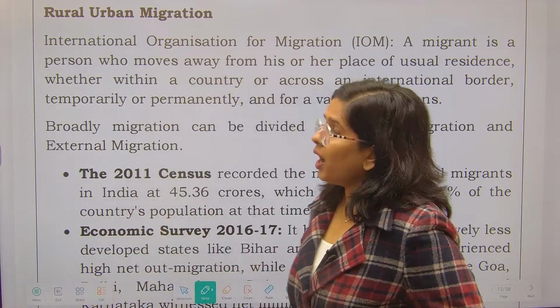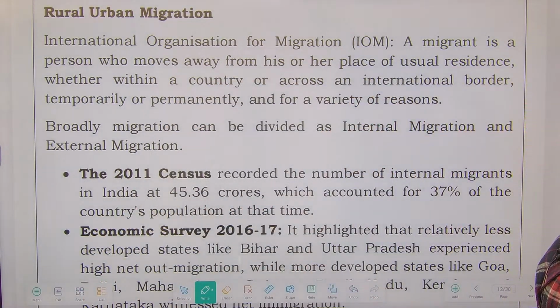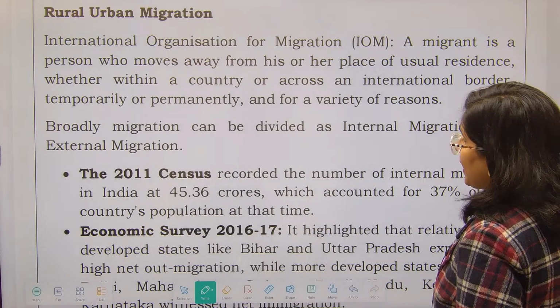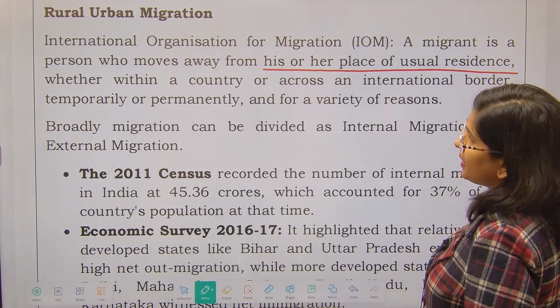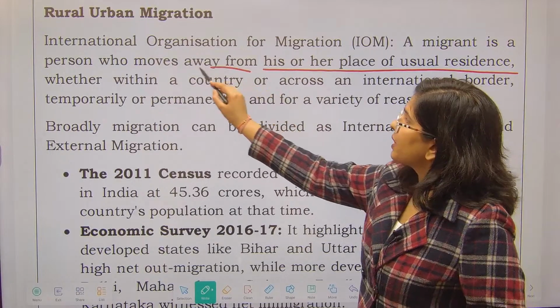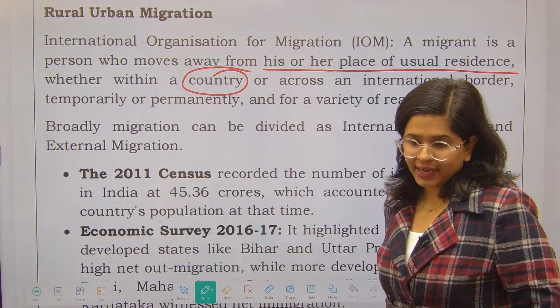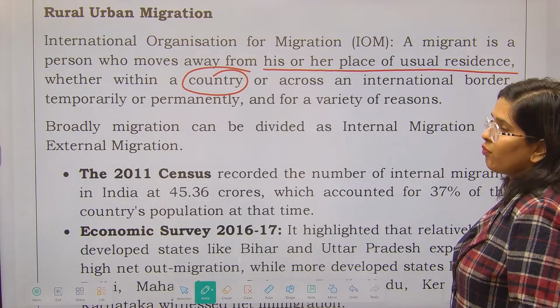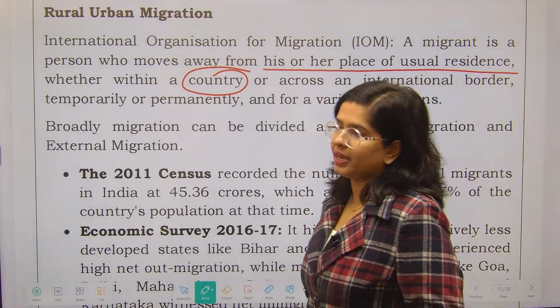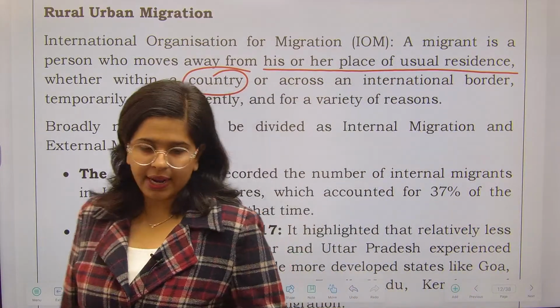Yes. So, as per International Organization for Migration, who is a migrant? Migrant is a person who moves away from his or her place of usual residence. He could be migrating from one country to another, right? He could be migrating from one state to another. He could be migrating from one district to another, right?